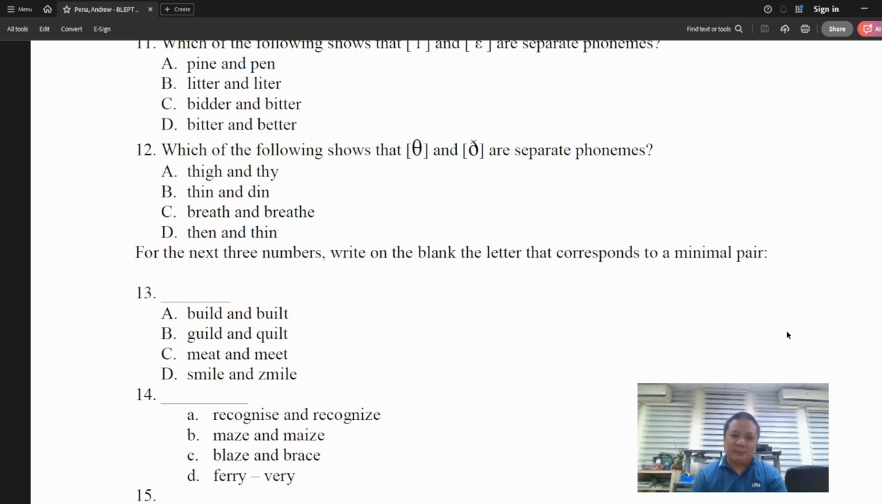C. Breath and breathe. Same thing, you have the [θ] and the [ð], but you have the [ɛ] and the [i]. For letter B, thin and din, you don't have the [ð] there. What you have is the d. So that's not the concern. The correct answer is A, thigh and thy. The change in sound from thigh to thy produced a change in meaning. Notice we do not really care about the spelling. It's not the spelling that we care about, it's the sound. So the answer is A, thigh and thy.